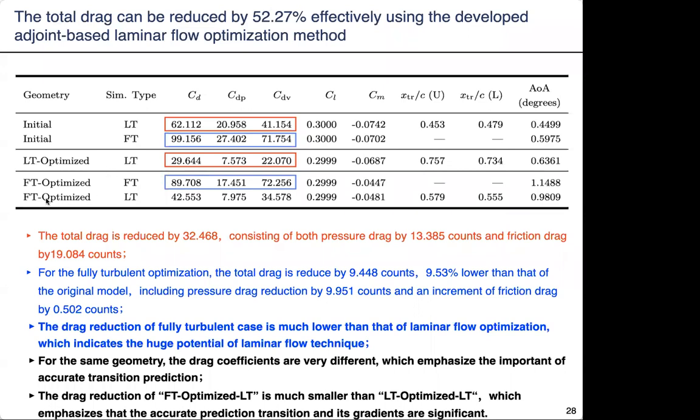We also simulate the laminar to turbulent transition for the fully turbulent optimized geometry. We can see that compared with the initial case, the drag is reduced, but the drag reduction is much lower than the laminar optimization case. This emphasizes that in the process of the laminar flow optimization, we need to accurately predict the transition and its gradients.